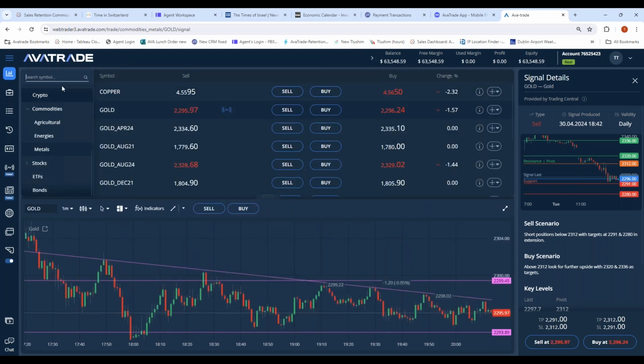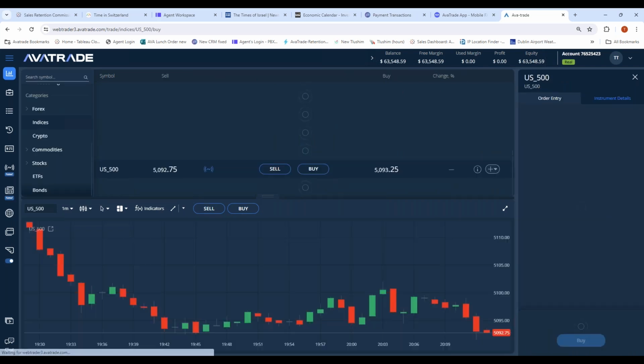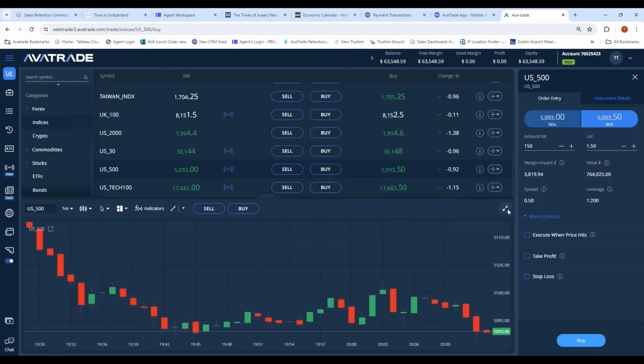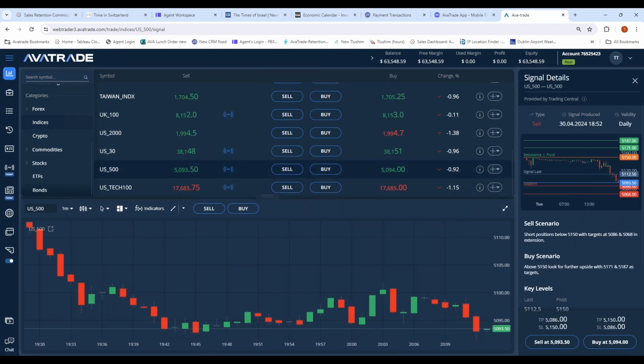Let's take a look maybe at another instrument and another signal to see if there's something else that looks interesting. And so we could look at maybe one of the major indices. And so we've got the US 500. It's a common one. And we can take a peek at the signal first this time if you want. It doesn't surprise me. It's a sell signal.